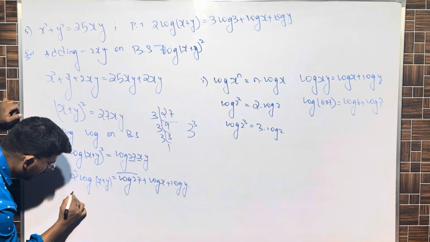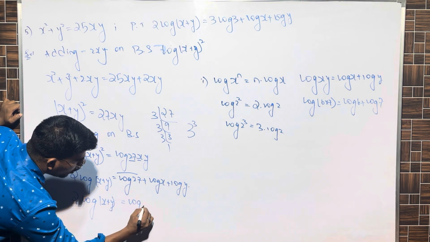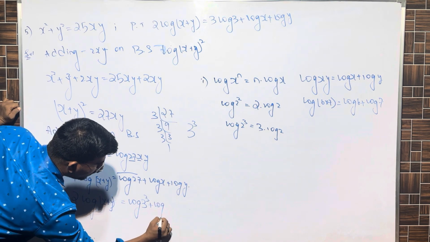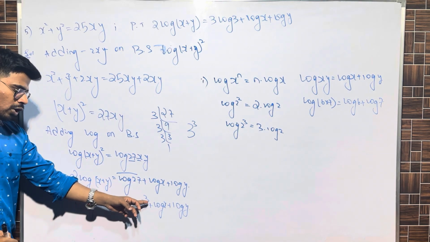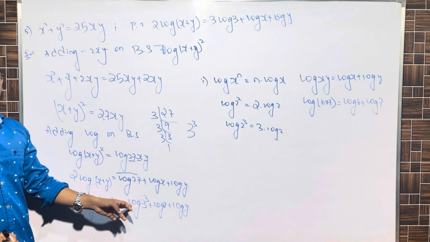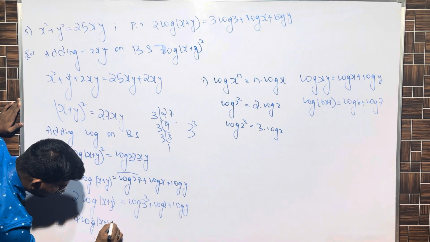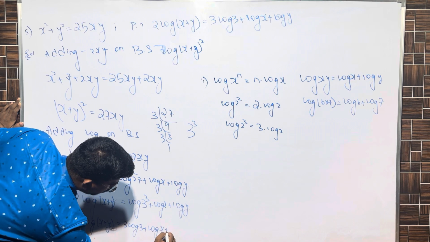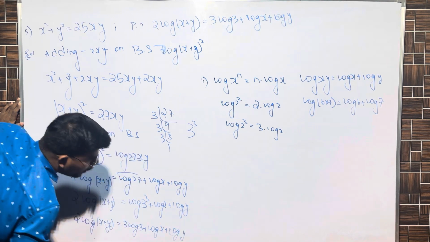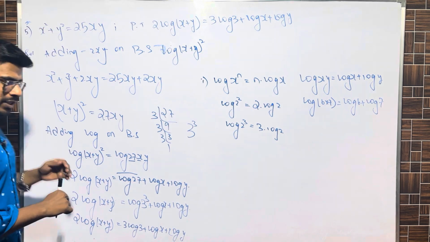Correct? So it is 2 log of x plus y is equal to log 3 cube plus log x plus log y. Now log 3 cube, if I bring this 3 this side, it becomes 3 log 3. So 2 log of x plus y is equal to 3 log 3 plus log x plus log y. Very important 6 marks question in the series. First question. I hope you understood this. Moving on to the next question.